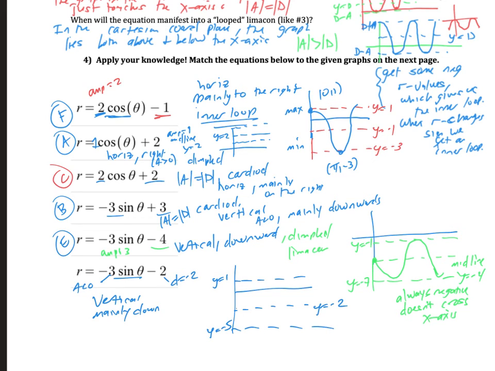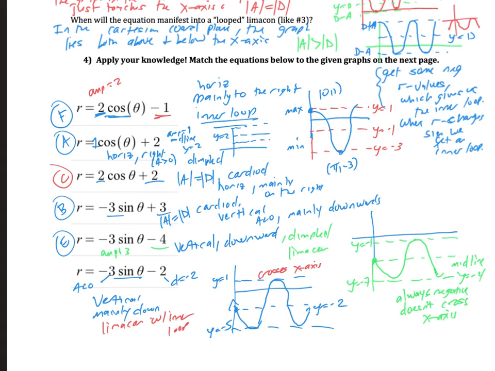This would be a sine. It starts at the midline and goes downward. So it's going to look something like that. And since it's crossing the x-axis, it's a vertical, mainly downward limacon with inner loop.